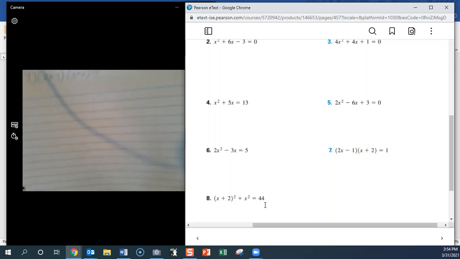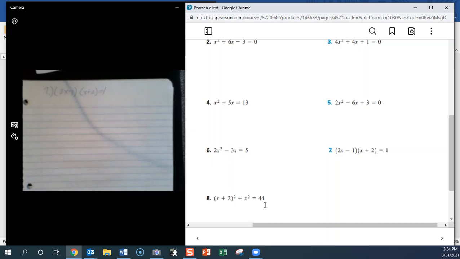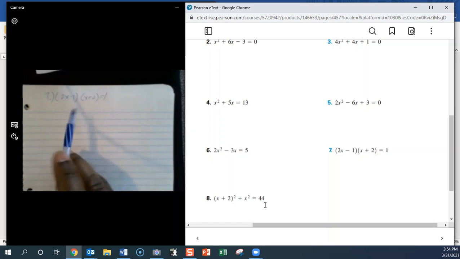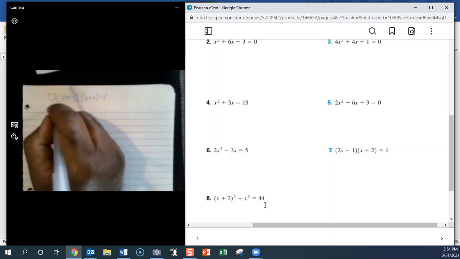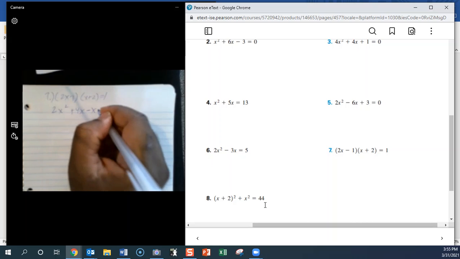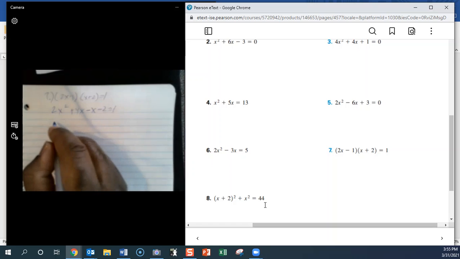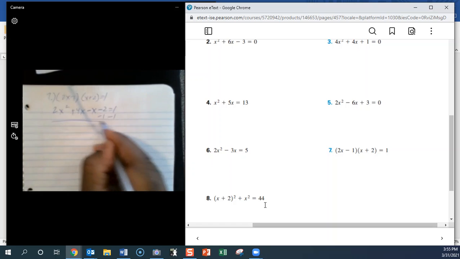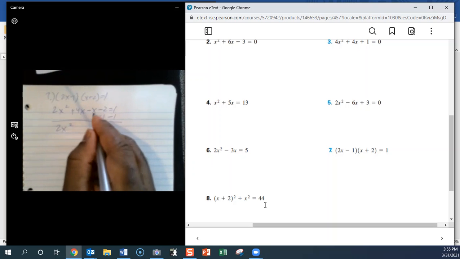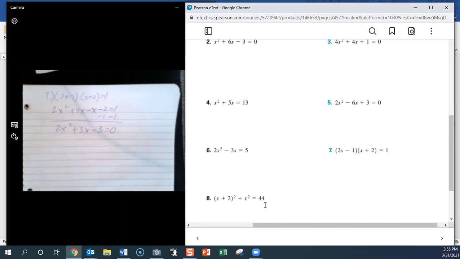Okay, I think that's a little clearer. Okay, so we need to multiply these two parentheses. So we will end up with 2x squared plus 4x minus x minus 2 equals 1. All right. So we can subtract 1 on both sides. We have 2x squared, 4x minus x is 3x, negative 2 minus 1 is negative 3, and that equals 0.